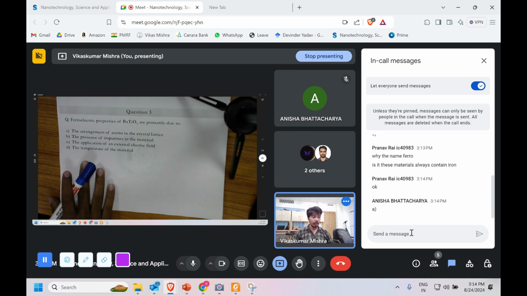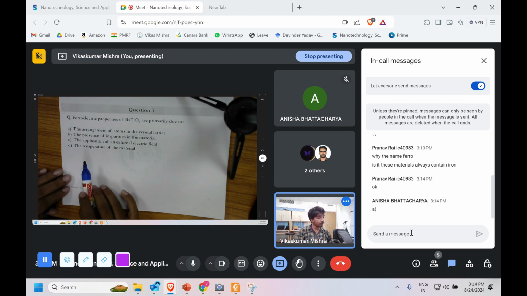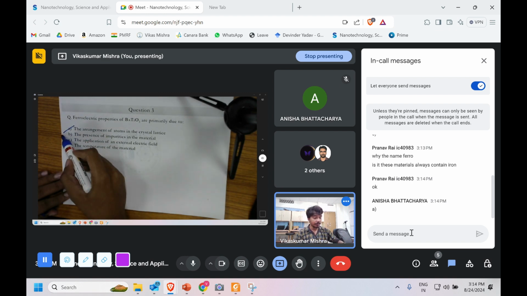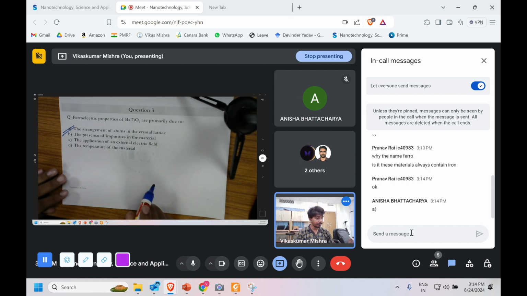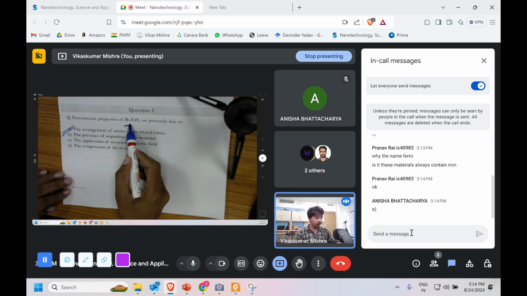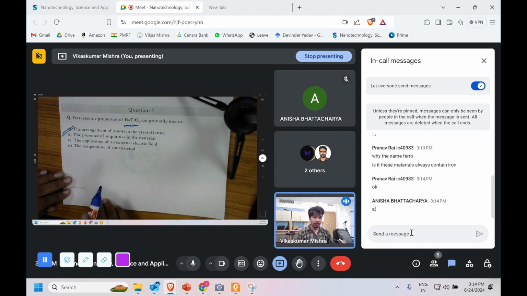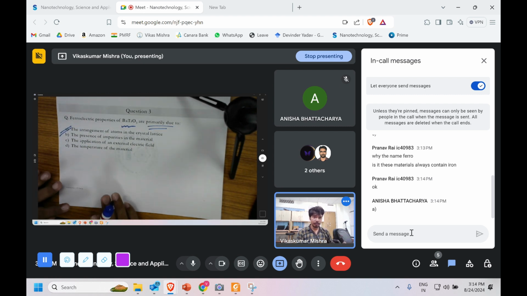Now here, the ferroelectric properties of BaTiO3 we have studied. Nisa is telling it's option A, and A is the right answer. The ferroelectric properties of BaTiO3, a material we have studied in depth, are primarily due to which of the particular things. So we know that in BaTiO3 what is happening.